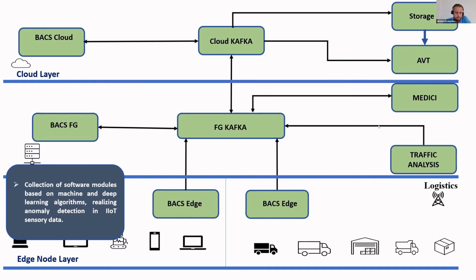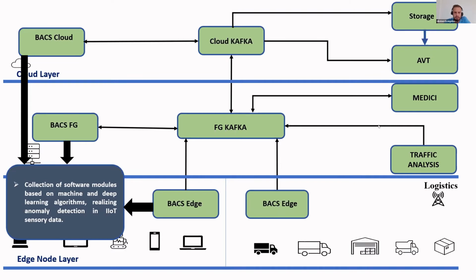They are present at all three layers. So BACS Edge performs anomaly detection, considering data collected at a particular edge node device. BACS field gateway is responsible for anomaly detection in data streams coming to a C4IoT field gateway, covering a set of edge node devices. And finally, the BACS cloud performs anomaly detection at the level of the whole operational settings.